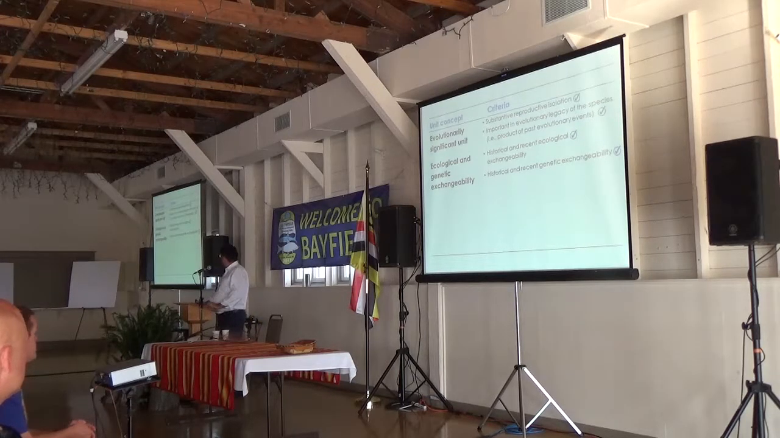The second concept I want to talk about is ecological and genetic exchangeability, because it's something that has not been formally embraced in sort of the conservation biology world, but it's an interesting concept. So it's set up as hypotheses. A rejection of exchangeability would mean that the populations or forms would qualify as conservation units.